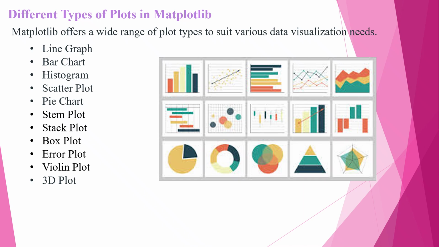Stack plots help visualize cumulative data, and box plots are useful for identifying spreads and outliers. Error plots show variability in data, while violin plots combine distribution and density information. And 3D plots allow visualization of data across 3 dimensions. Each plot type serves a specific purpose and helps in better understanding and analysis of data.